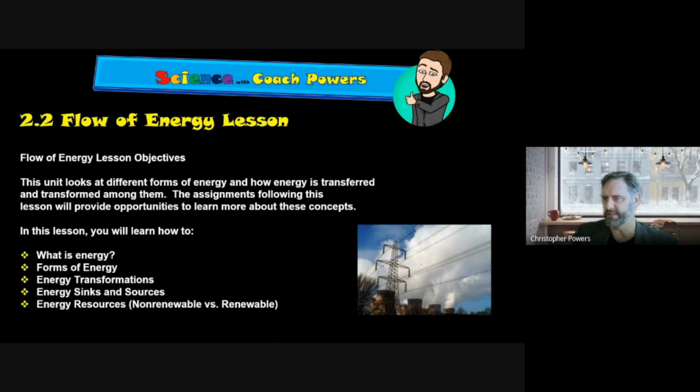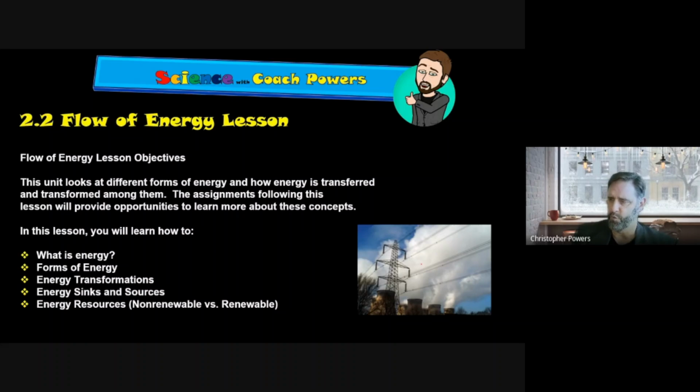The flow of energy lesson objectives in this unit: you're going to learn how to define what is energy. I can define forms of energy. I can understand and design or create energy transformations. I'll learn how to figure out energy sinks and sources and energy resources. And that's the non-renewable versus the renewable discussion I'm sure you've had for a very long time in your academic careers, to include this one as well.